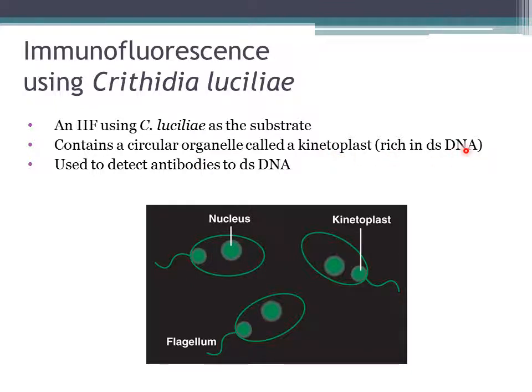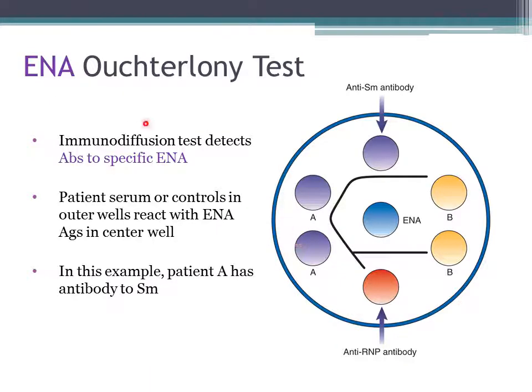So using these cells is a really good way when we're looking specifically for anti-double-stranded DNA, which is diagnostic for lupus. And so these cells are very often used in those test kits. We can test for ENA by using the Ouchterlony test. You remember that is the double diffusion test.